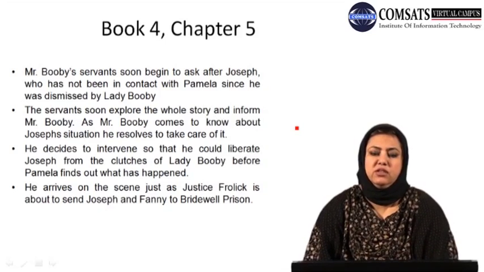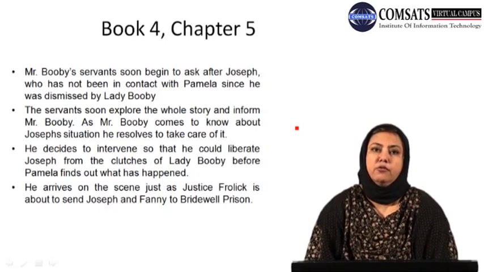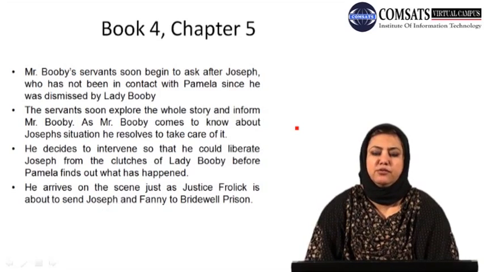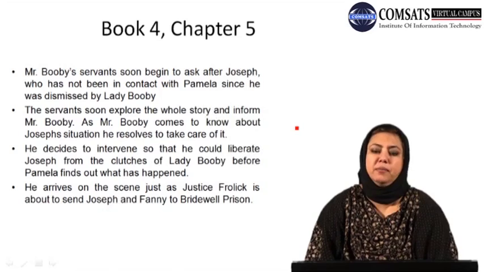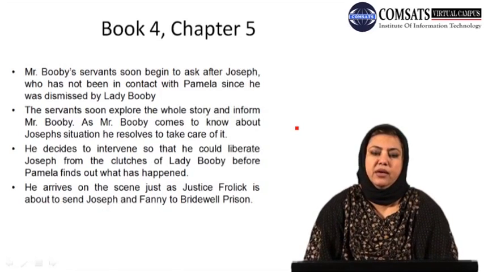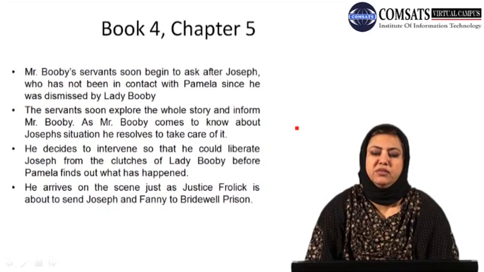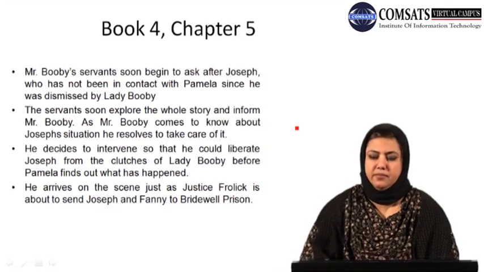He decides to intervene so that he could liberate Joseph from the clutches of Lady Booby before Pamela finds out what has happened. So he arrives on the scene just as Justice Frolic is about to send Joseph and Fanny to Bridewell prison. In a way, here Mr. Booby comes as the rescuer to rescue Joseph and Fanny right on time when they are about to be sent to the prison.